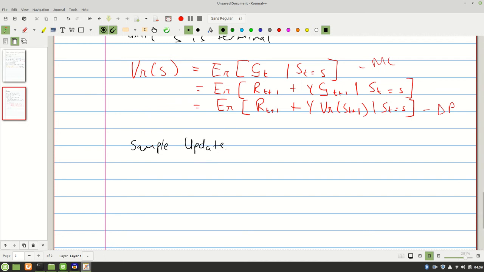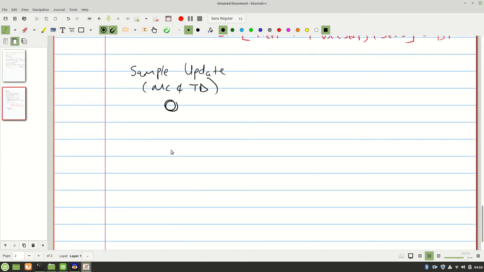So we've got a sample update, and this applies to Monte Carlo and TD methods. What a sample update is: we have our state here, and I'm going to draw the backup diagram. We start from a state, take an action, and end up in a new state. At least in the context of temporal difference learning, we're going to use the value of this new state plus the reward that we collect along the way to update the value of this.